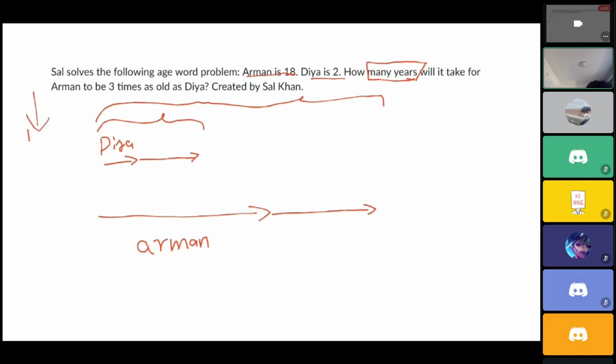Anyone wants to speak for this? Since we're solving for this question, the diagram corresponds to the question. But what do you think this diagram really represents?